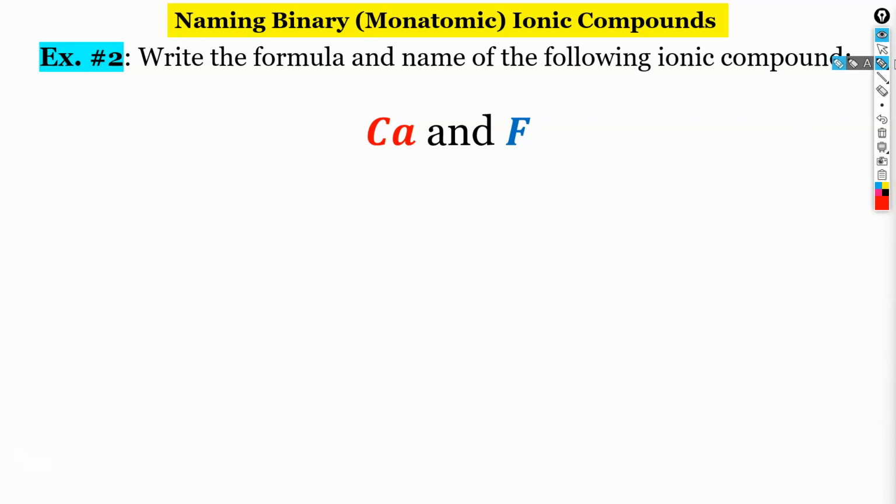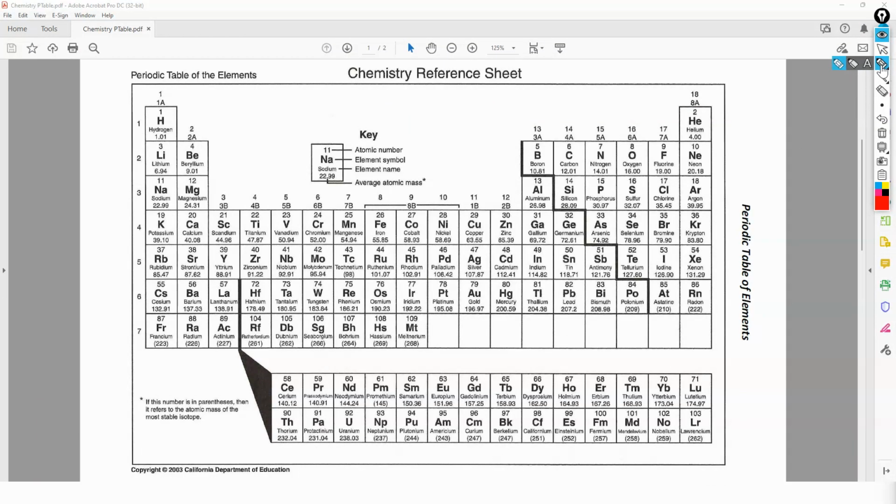All right, here's another example. So we've got calcium and fluorine. So if we go to our periodic table, let's do the formula first this time. So we go to our periodic table, we have calcium, which is Ca. Calcium's right here. Calcium is in group 2A. So calcium is going to lose those 2 valence electrons. It's now going to have a charge of +2. And then we had fluorine. Fluorine is right here. Fluorine is in group 7A. It needs 1 more valence electron to get to 8. So its charge will be -1.